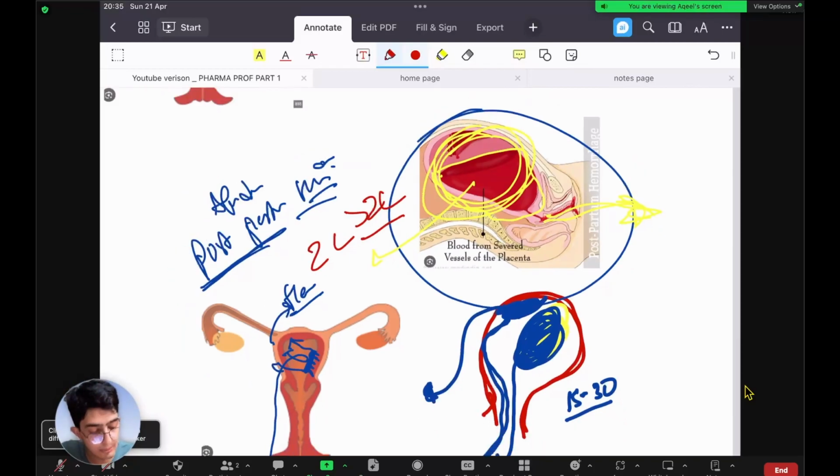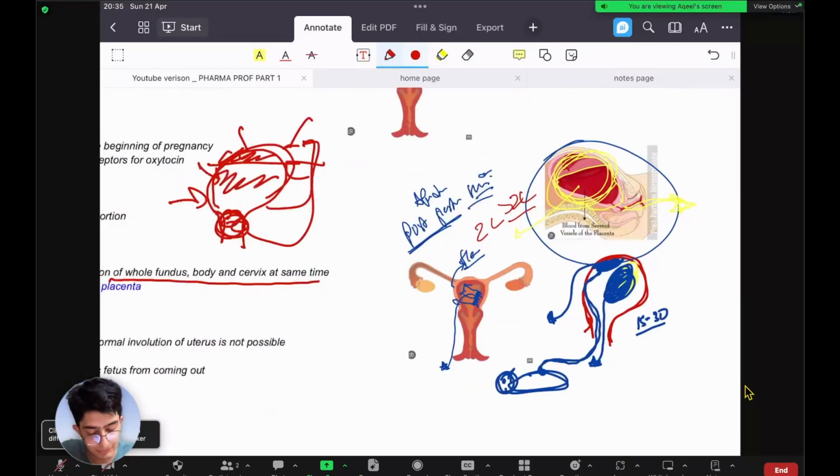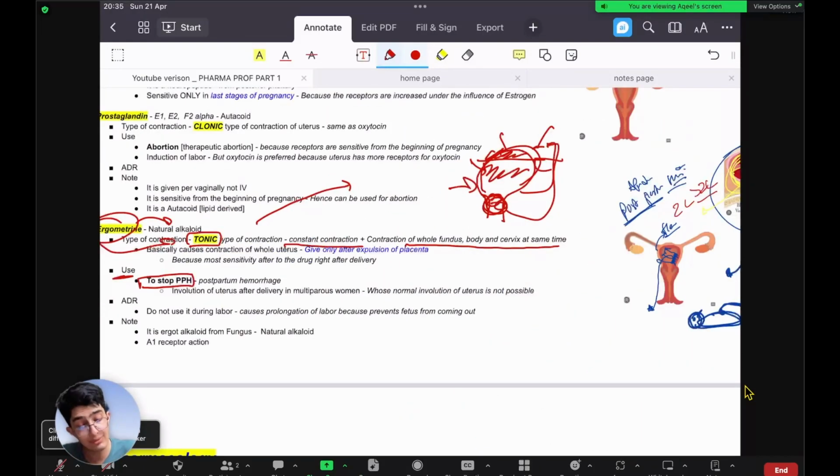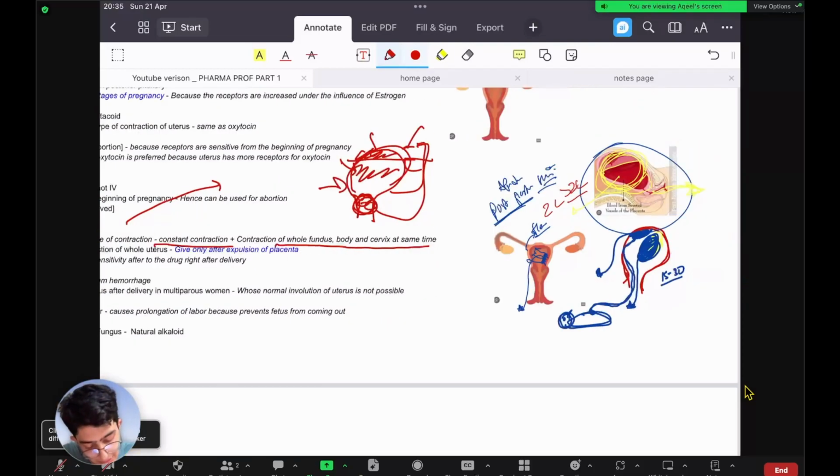So if we want to stop this bleeding, what we can give is ergometrine. What ergometrine does is, we already know it causes tonic type of contraction, right? So it causes tonic type of contraction.